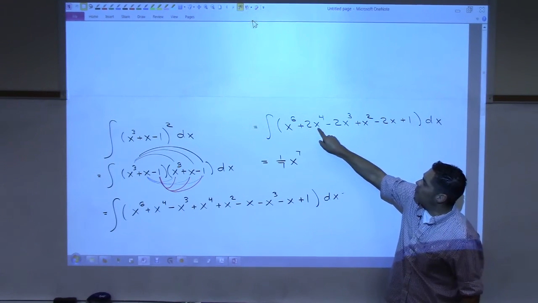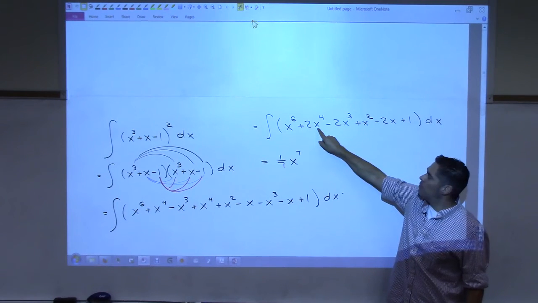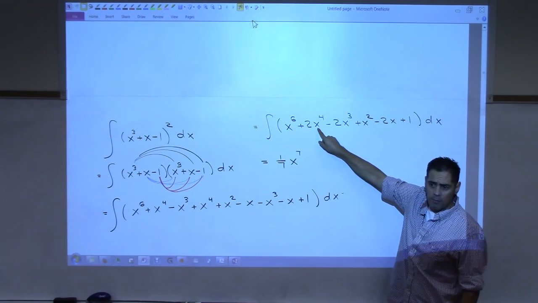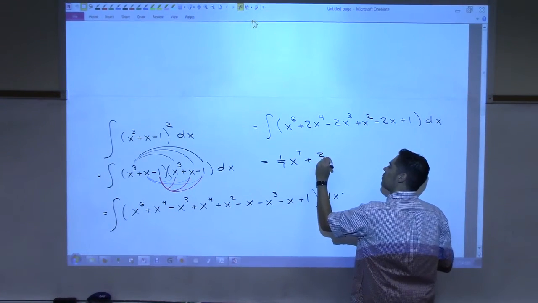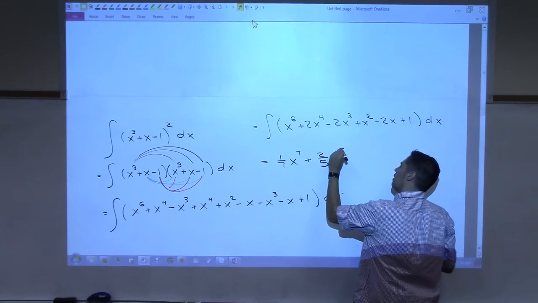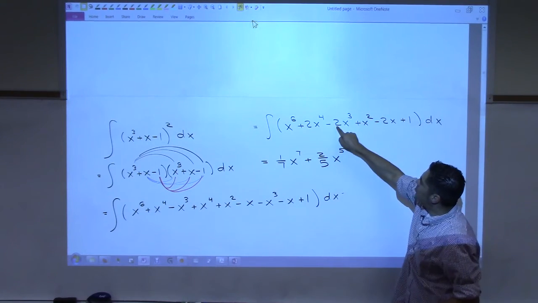Ignore the 2 for now. X to the 5th, a 1/5 in front. 1/5 x to the 5th is the antiderivative of that. But when I have a 2 out front, it's really going to be 2/5 x to the 5th. All right, negative 2, ignore it for a minute.